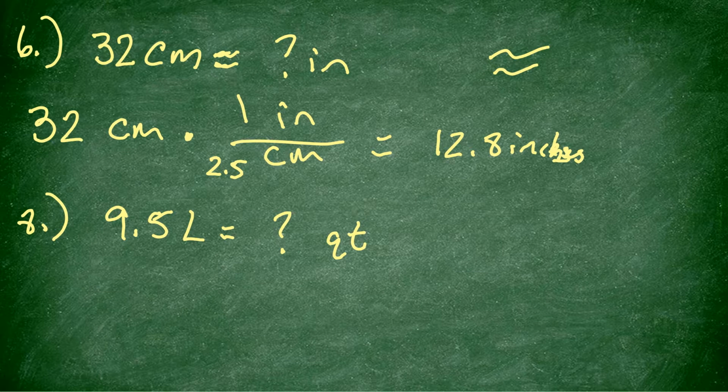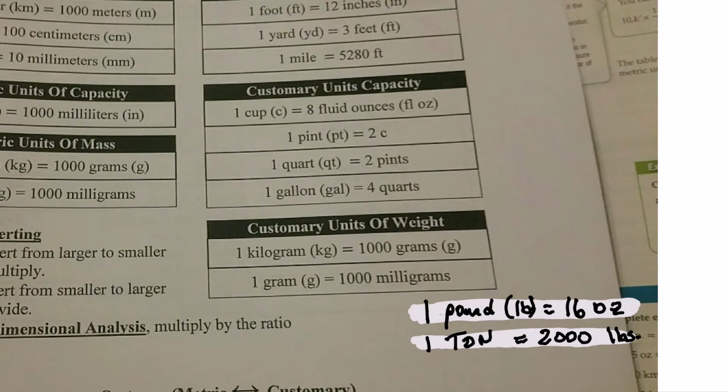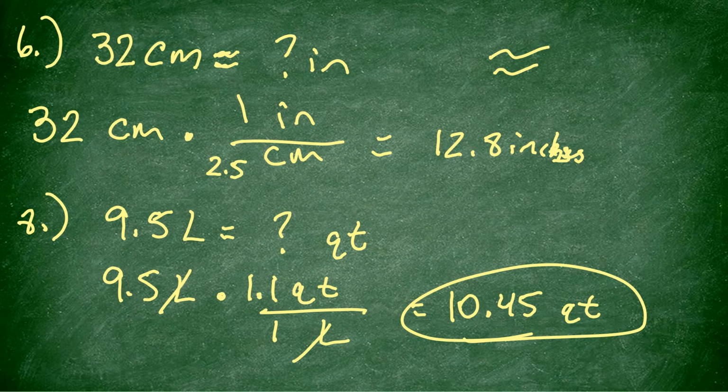So I have 9.5 liters times, I want quarts on top, liters on the bottom. And just to double check, because I forgot already and I didn't write it down, 1 liter is 1.1 quarts. So I put 1.1 up top and 1 liter on the bottom. Liters cancel. I end up with 9.5 times 1.1 is 10.45 quarts. All right, and that's it.